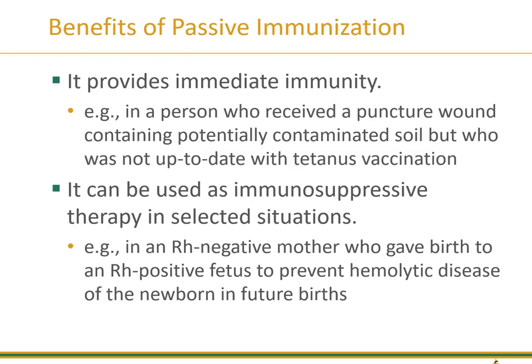It's usually given midterm, and it's usually given within 72 hours of delivery, depending on delivery, after we find out if the baby is Rh positive or negative. So that has prevented a lot of hemolytic disease of the fetus and newborn.